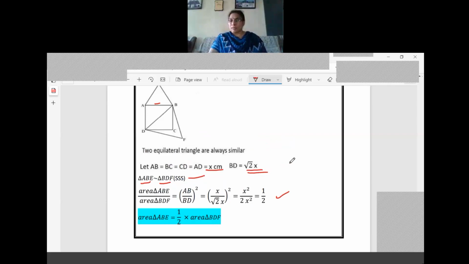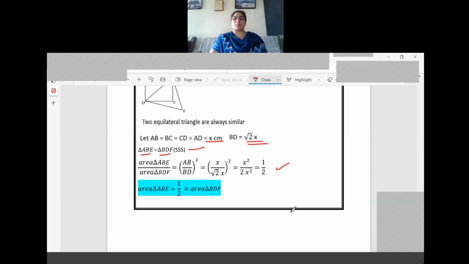Both the triangles are equiangular triangles only. All the angles are equal. So you can go for SSS because the sides are in the same proportion, or equiangular means AA criteria. Any criteria you can use. Just simply you take down because all the angles and all the sides have the same ratio. So once the similarity we have proved, what is the next step? Ratio of the areas we can write as AB by BD whole square. Now we are substituting the values because AB we have taken as x, the diagonal BD we have calculated is root 2 x only. So we substitute and it is equal to 1 by 2. Just we take it to the other side, cross multiply, we get the required result.